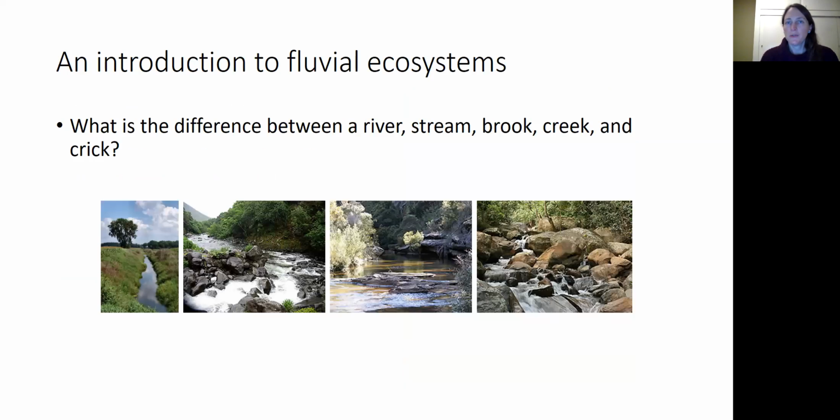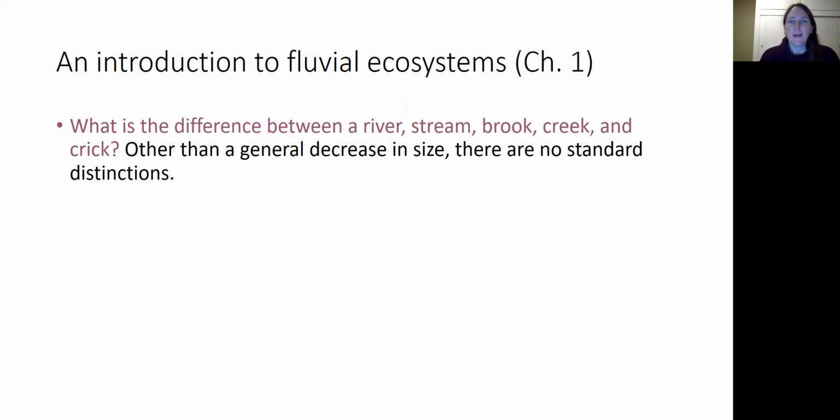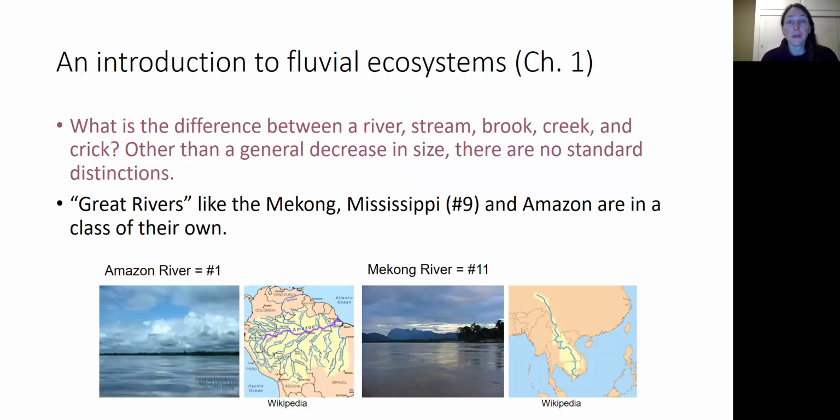So as an introduction to what are called fluvial ecosystems, a lot of people might ask, what's the difference between a river, a stream, a brook, and a creek? Well, other than a general decrease in size moving down that list, there are no standard distinctions. And so we rely on regional dialect. Around here, we call things streams or creeks. In other parts of the world, they might be called brooks or creeks or arroyos or other words. There's lots of really cool words out there for rivers.